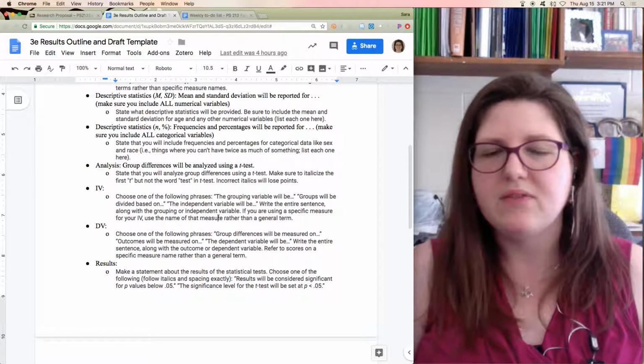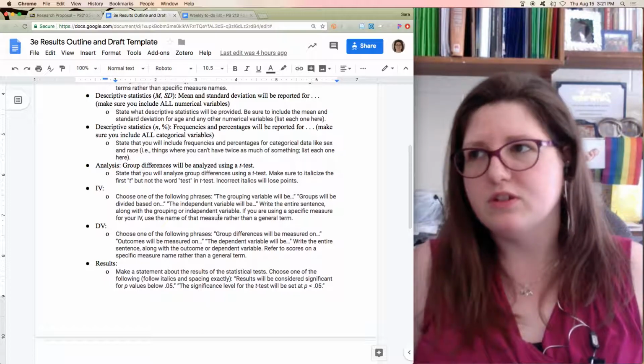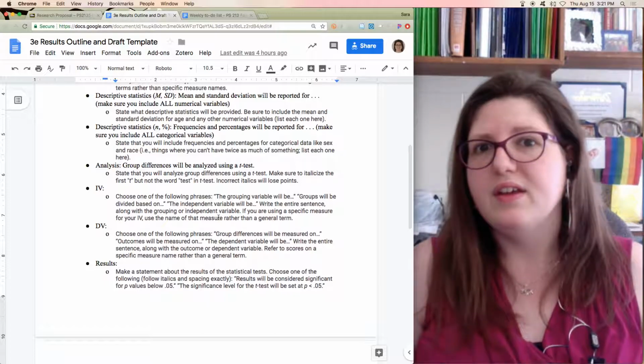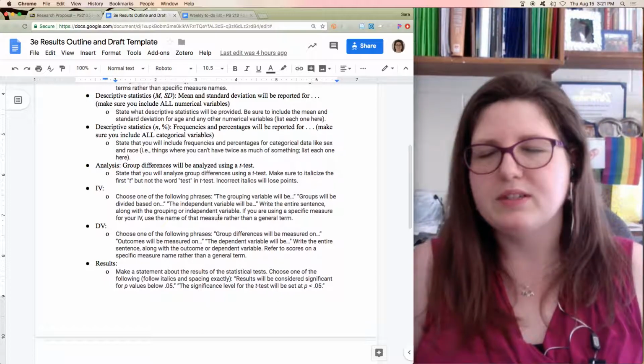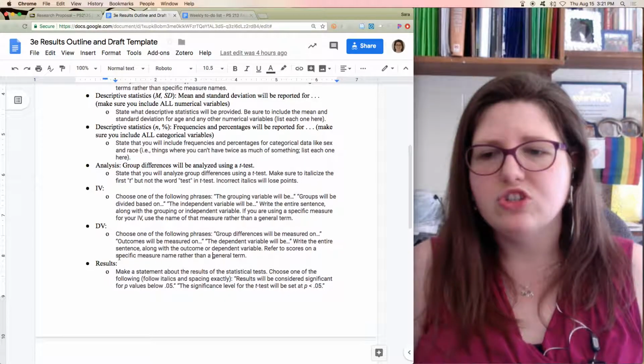Same thing with the independent variable if you are using a measure. So rather than saying depression scores, you would actually say scores on the PHQ-9. So that was a little flub that I made before. And be very careful, check.